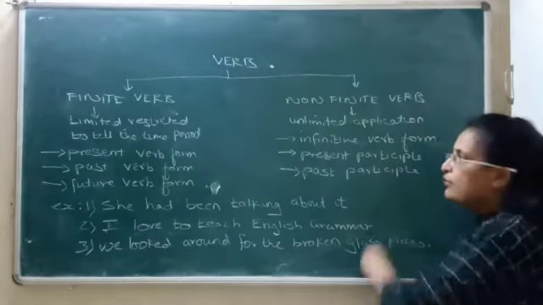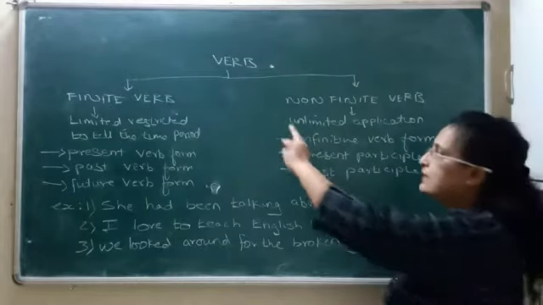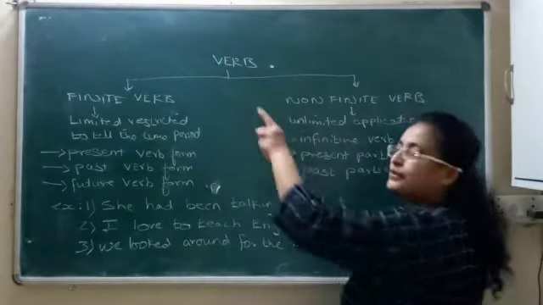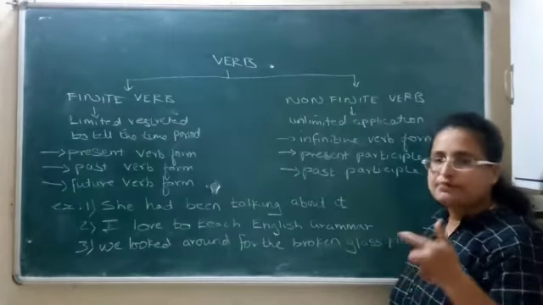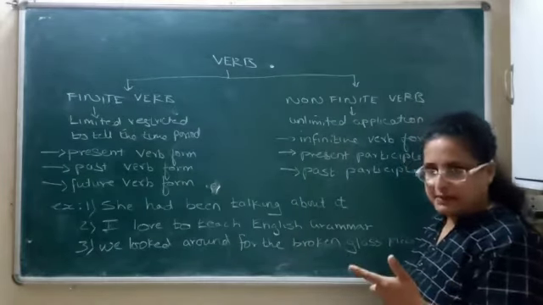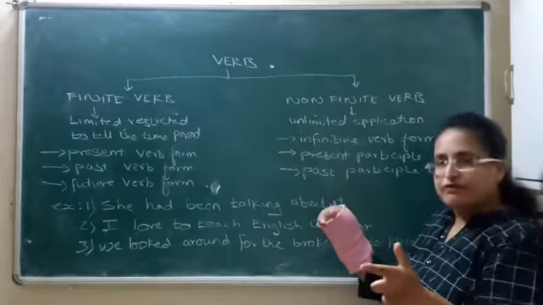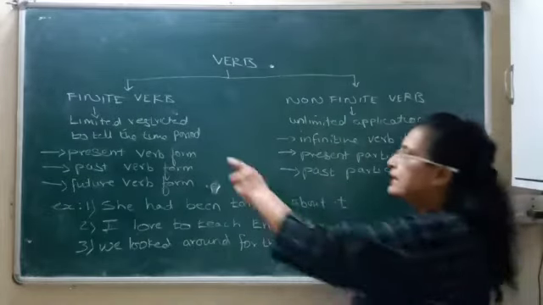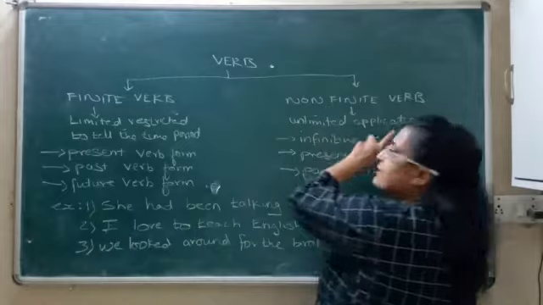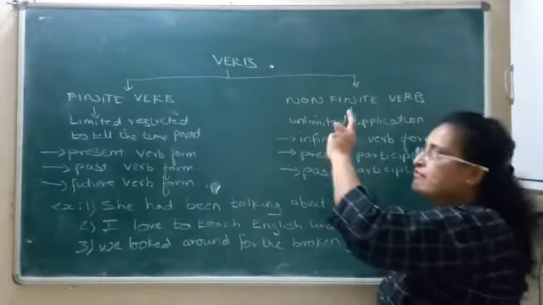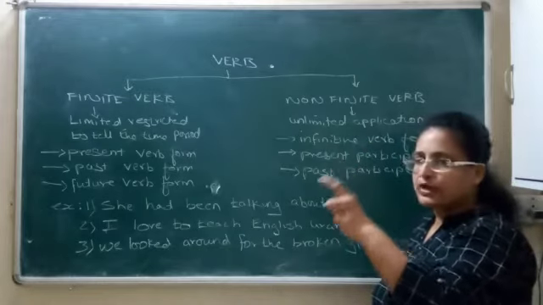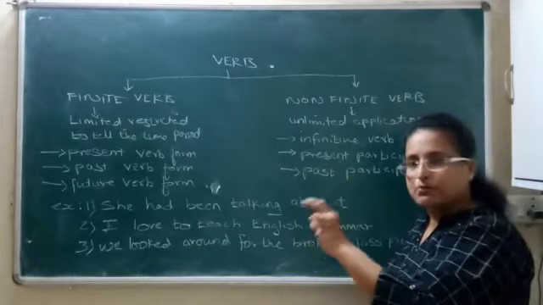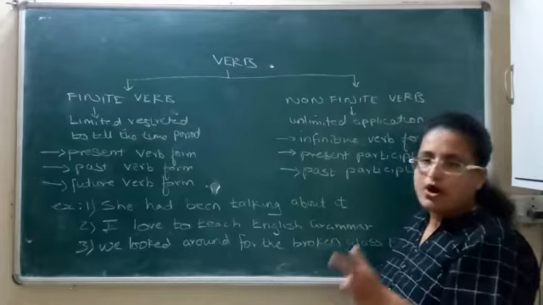Alright, I hope you all have understood. See, verb forms, understand this. How many verb forms are there? There are 6. That is present form, past form, future form, infinitive, present participle, past participle. Those 6 verb forms have been clubbed and broken into finite verb and non-finite verb. What does finite verb mean? It has a limited use, showing mostly only the tense part. Mostly it just shows the time frame of the sentence.